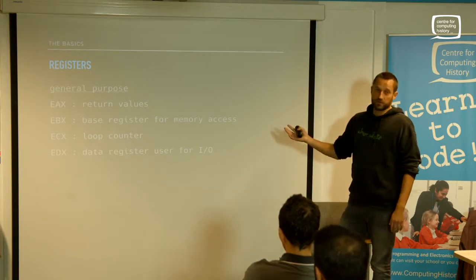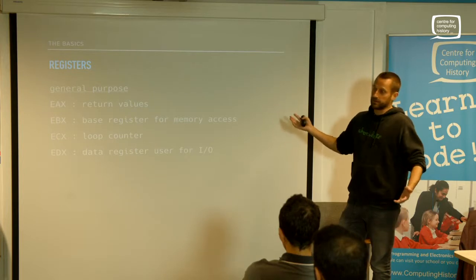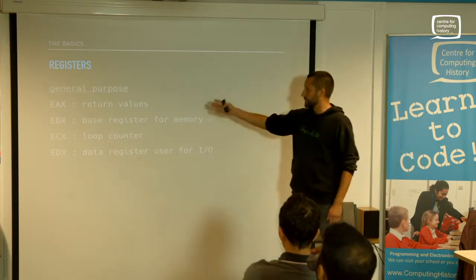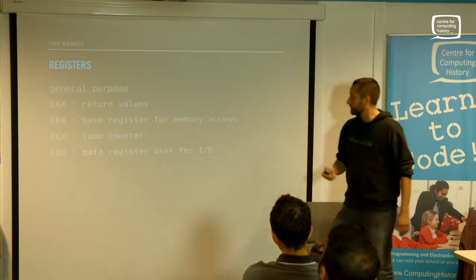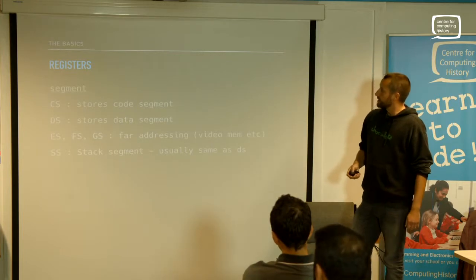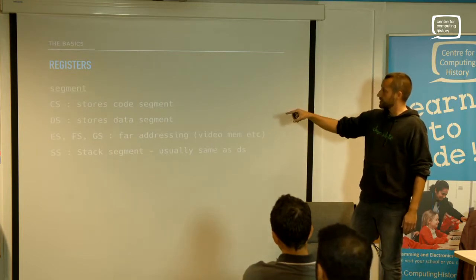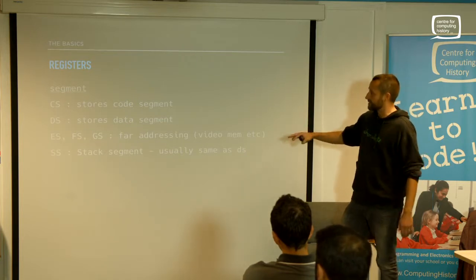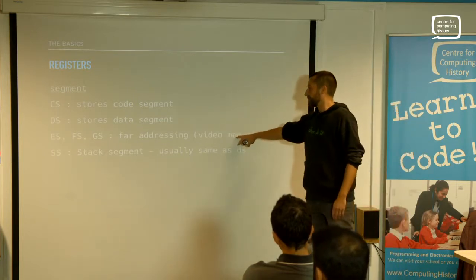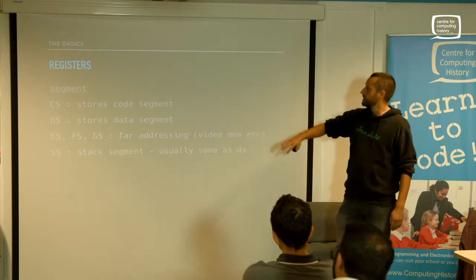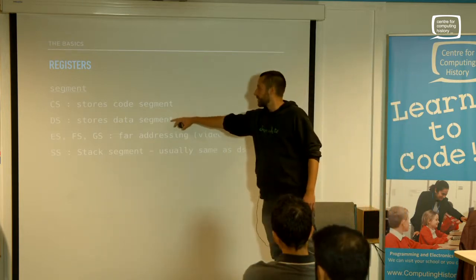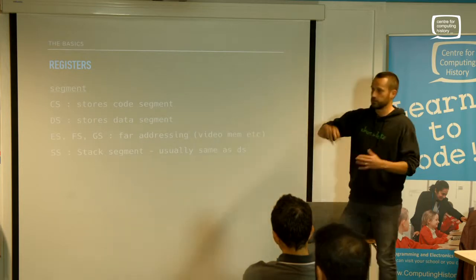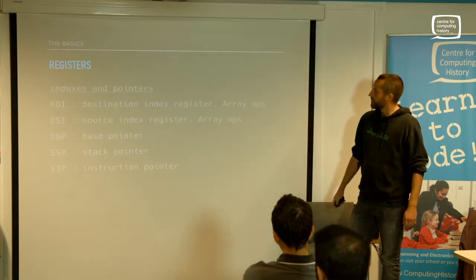That being said, though, you can use them for whatever you want. I mean, they're general purpose, but these are sort of the guidelines as to what the compiler will use them for. The segment registers are 2-letter abbreviations, and like I said, they're normally just used for addressing video memory or file memory, and pointing to the code, data, and stack segments of your layout in memory.